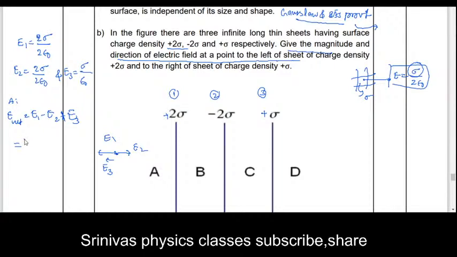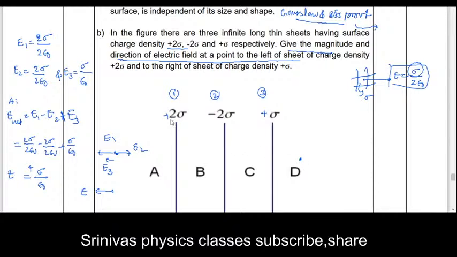Opposite, that's right. Then 2 sigma by 2 epsilon naught minus 2 sigma by 2 epsilon naught plus sigma by epsilon naught. Answer is sigma by epsilon naught. Means we got positive. Positive means net electric field is on the left side, because E1 plus E3 is greater than E2. Okay. Next, at the D we have to find out.